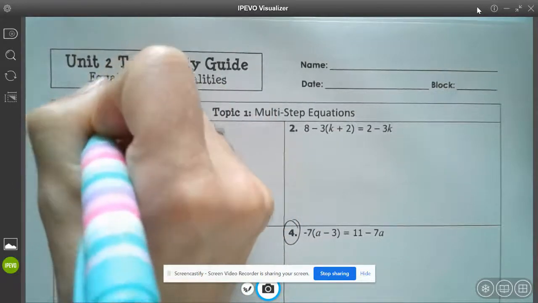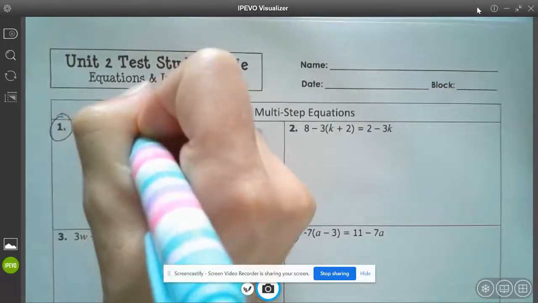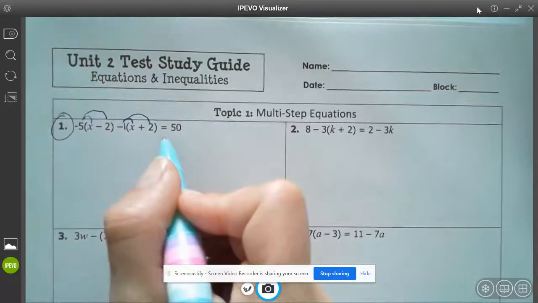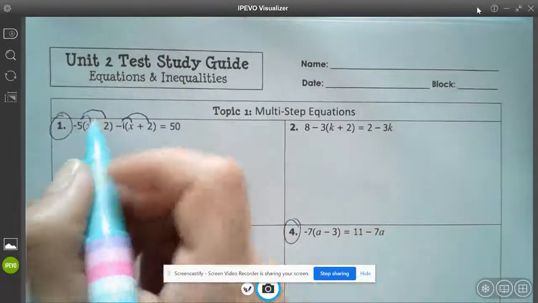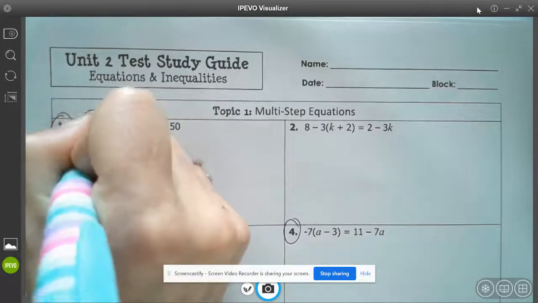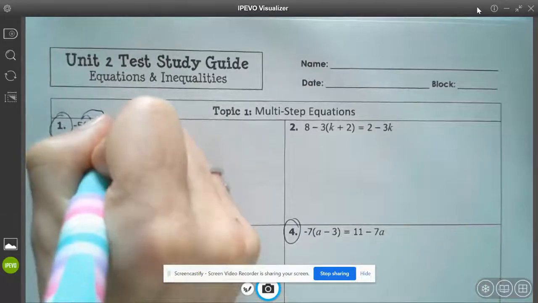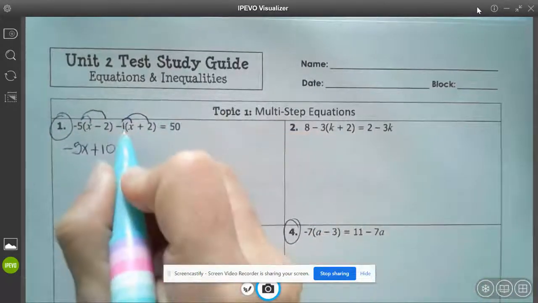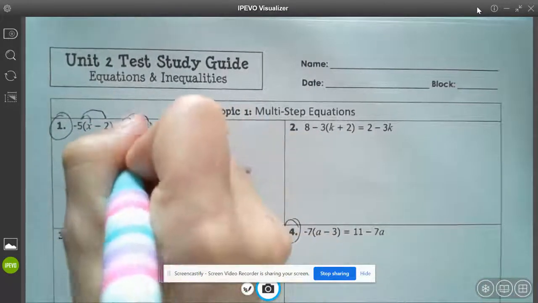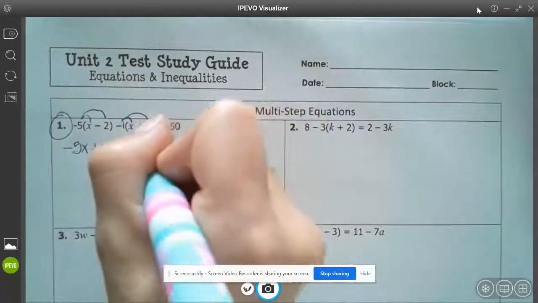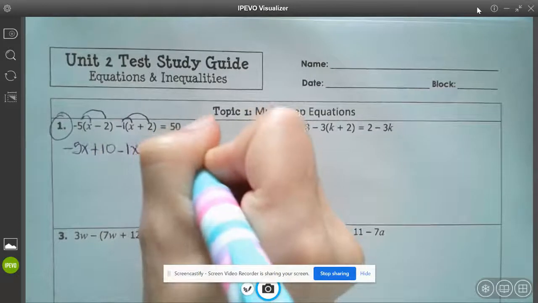So the first thing is that I have to distribute here. Imagine there's a 1 here. We're going to distribute and then combine like terms and then solve for x. So let's do that. Once we have an equal sign, we have to solve for x, basically. So that's -5 times x. -5 times -2, that's +10. And then you have -1 times x, that's -1x. -1 times 2, +2, it's -2, equals 50.